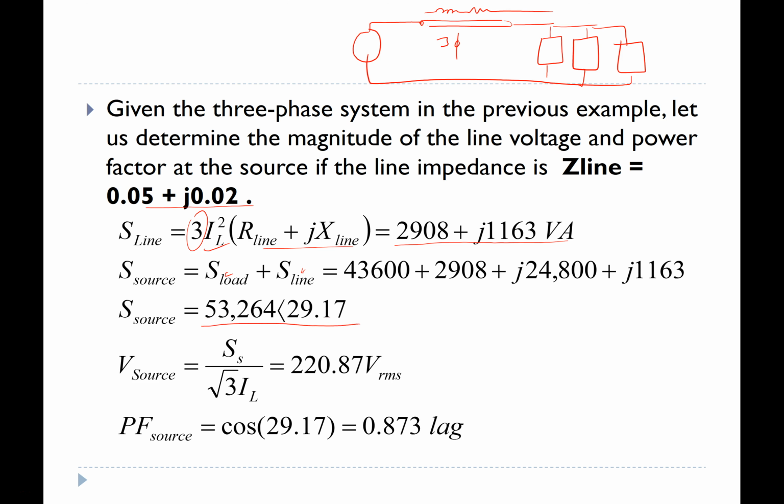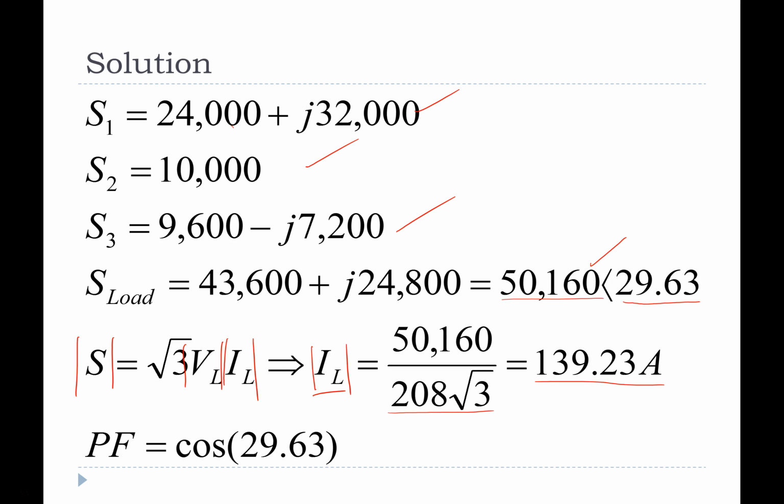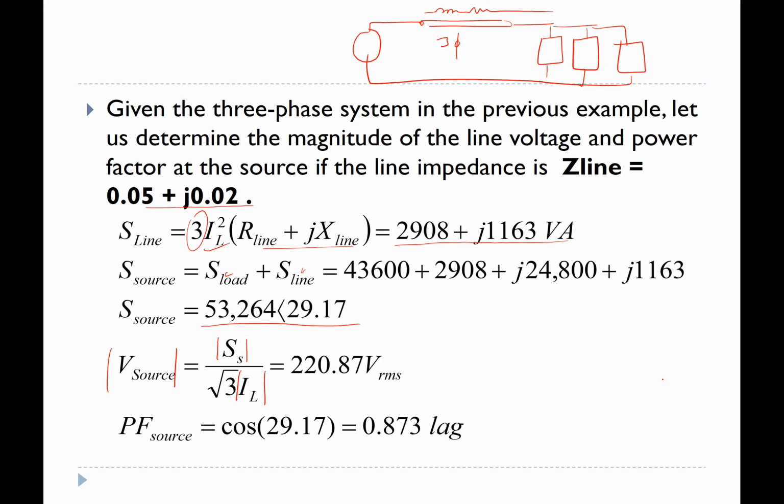Now if we want to find the magnitude of the source voltage, again we just have S, this should be magnitude here, and magnitude here. We know that the magnitude of the voltage is S on root 3 IL. So we have IL, it was, if we go back, 139.23 amps, that was the magnitude. We have the magnitude of S here at the source, so we could calculate the magnitude of the voltage. And again, the power factor at the source is simply the cosine of the angle of the apparent power.